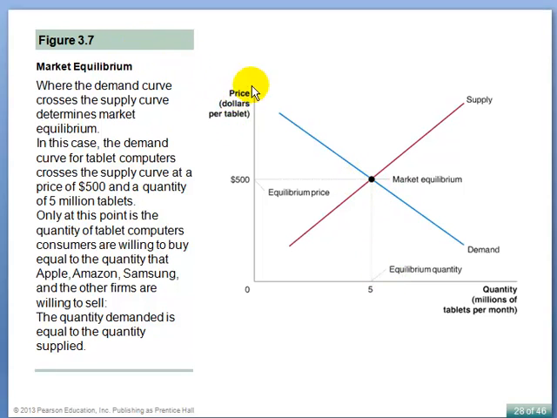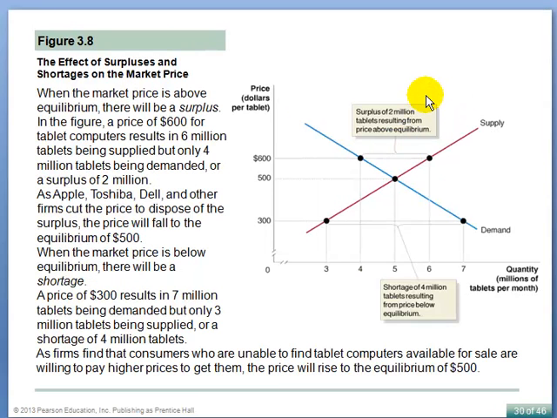We call this point market equilibrium. Only at the market equilibrium will the quantity demanded equal the quantity supplied. So in this case, the equilibrium price is $500 and the equilibrium quantity is 5 million. Any market that is not in equilibrium moves toward equilibrium. Once a market is in equilibrium, it remains in equilibrium.